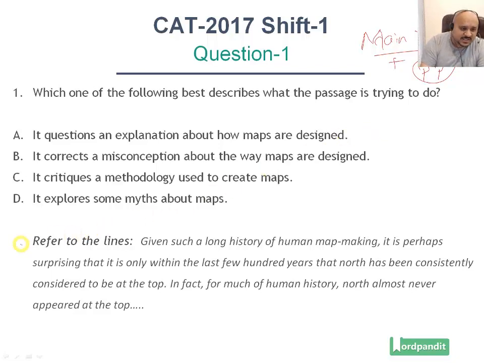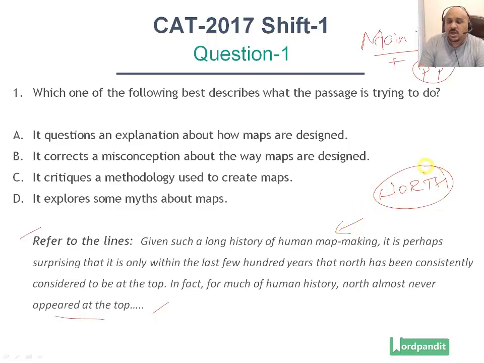Now if we look at these lines from the passage, these are pivotal for identifying what the passage is trying to do. Given such a long history of human map making, it is perhaps surprising that it is only within the last few hundred years that North has been considered to be at the top. In fact, for much of human history, North almost never appeared at the top. So he's actually trying to clear out this particular fact in the passage, how North did not appear at the top of maps, right? Remember, the passage is about maps. It explains the fact that North has actually never been at the top, right?